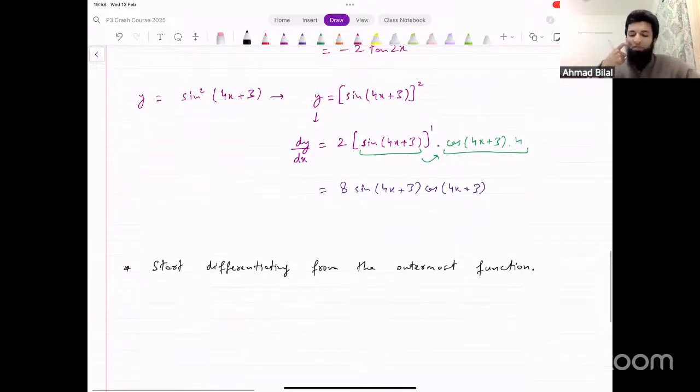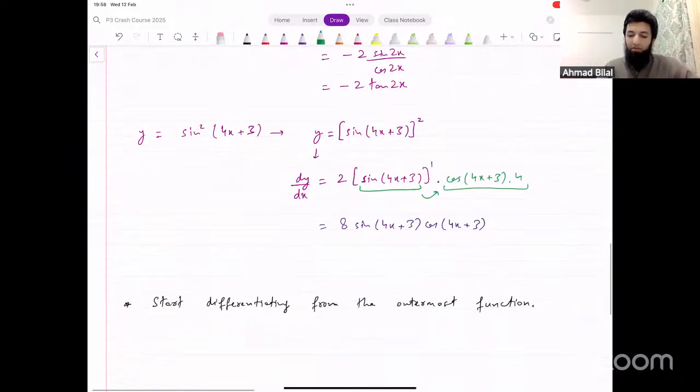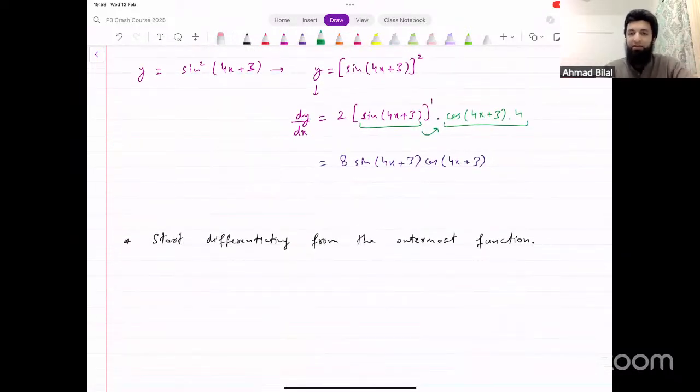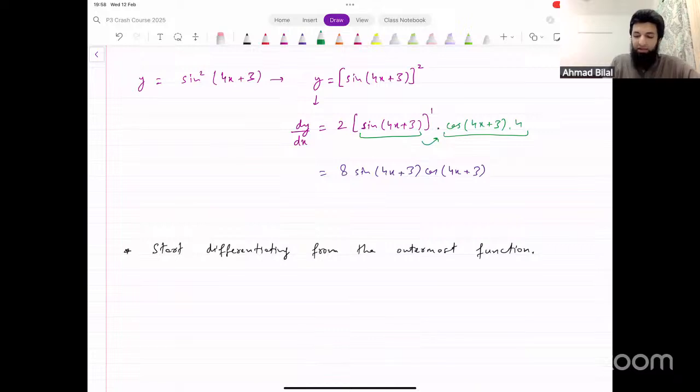Remember, when we do simplification, we can only multiply or divide the expressions that are outside sine cos tan, right? The only thing that we have outside sine cos tan is this 2 and this 4. We can't do anything with this 4x plus 3 and this 4x plus 3. They're inside sine, inside cos, right? We can't multiply them outside with anything. So we're just multiplying 2 and 4.